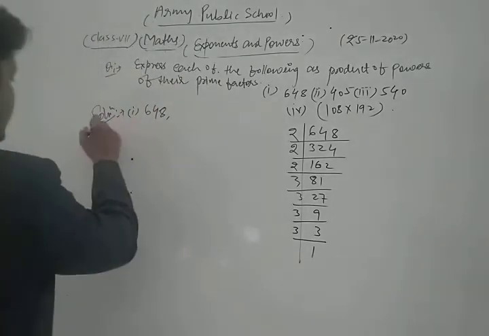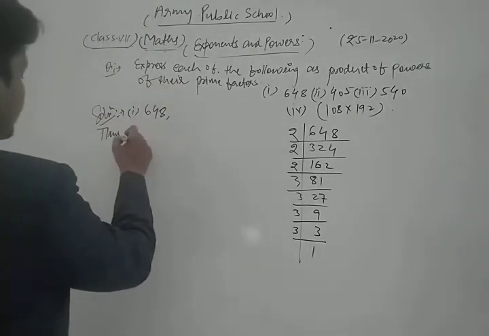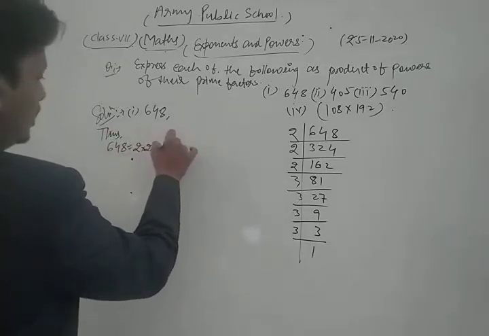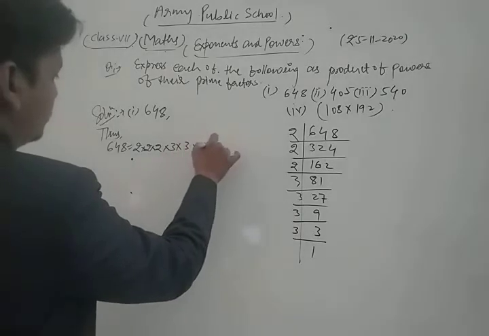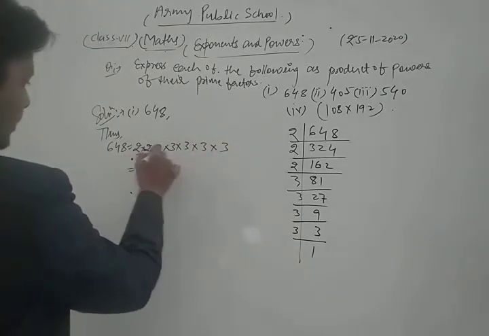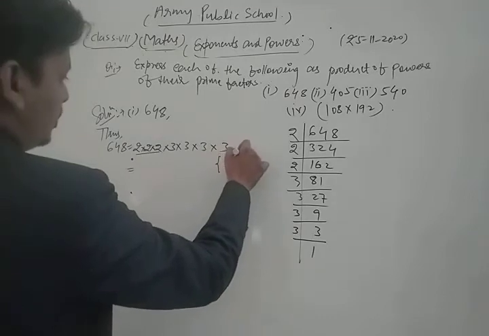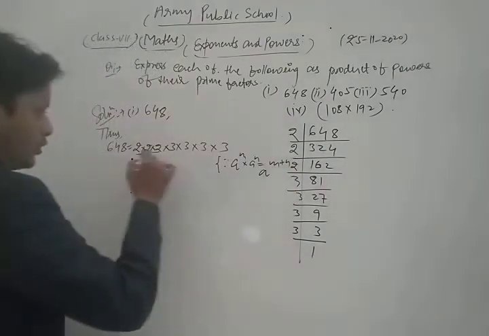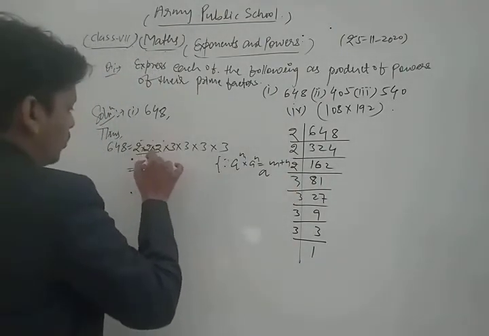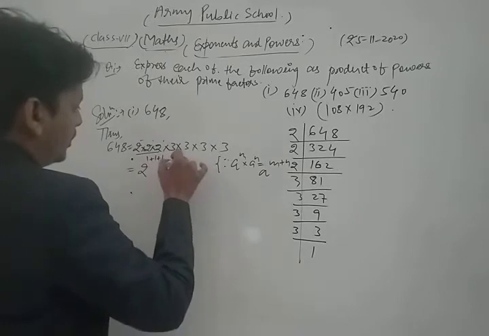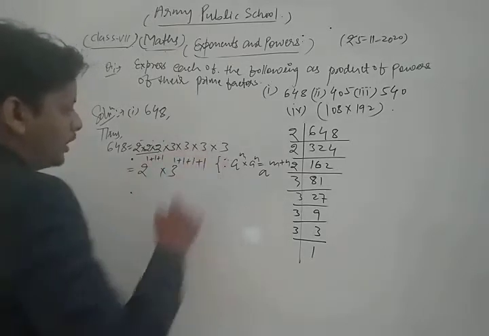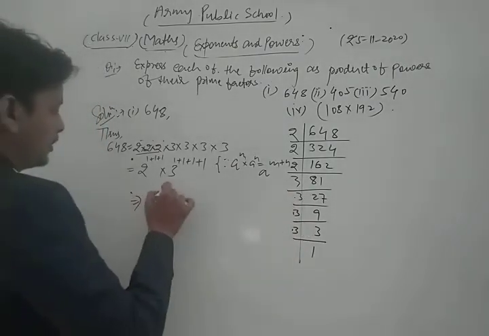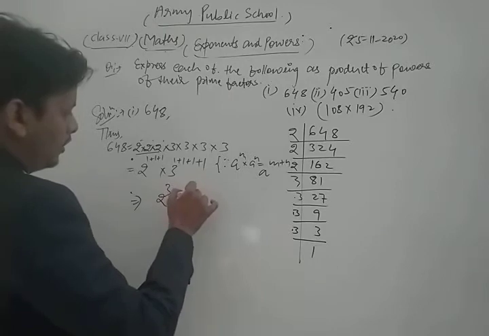Now we can write 648 is equal to 2 into 2 into 2 into 3 into 3 into 3 into 3. Here we apply the laws of exponents, since you know that a to the power m into a to the power n is equal to a to the power m plus n. So here we write 2 to the power 1 plus 1 plus 1 into 3 to the power 1 plus 1 plus 1 plus 1, as 3 is mentioned 4 times: 1, 2, 3, 4. So we get 2 to the power 3 into 3 to the power 4.